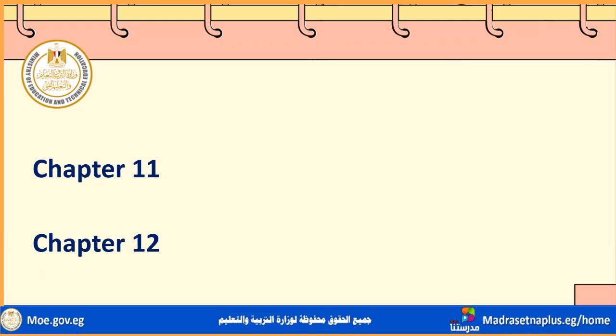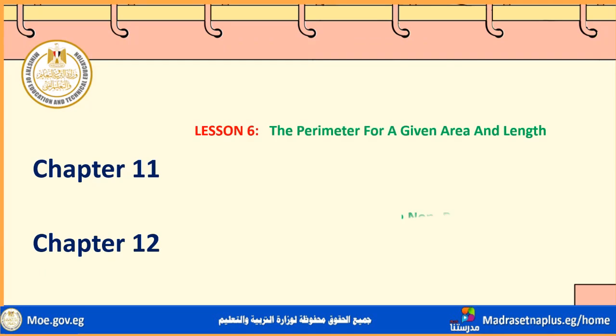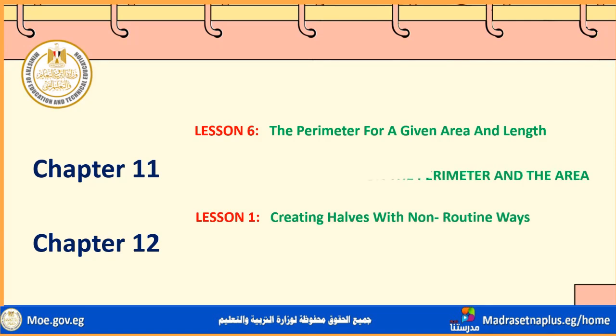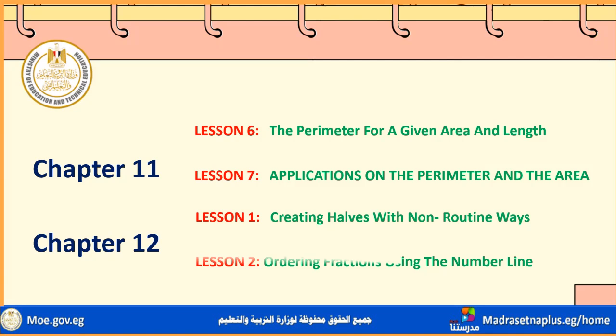Today, inshallah, we'll get some lessons about chapter 11 and chapter 12. The left of chapter 11 were lesson 6 and lesson 7. Lesson 6 is about the perimeter for given area and length. Lesson 7 talks about applications on the perimeter and the area. In chapter 12, we'll get two lessons. First one, creating halves in non-routine ways. The second one, fractions using the number line.